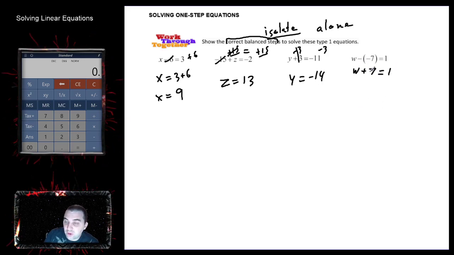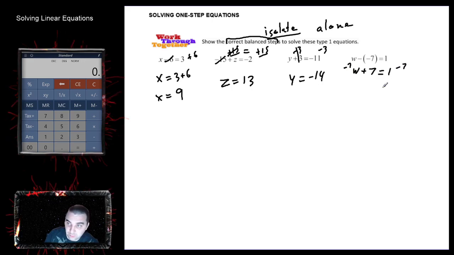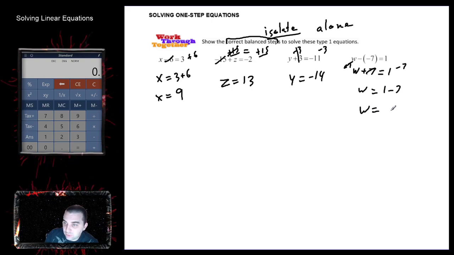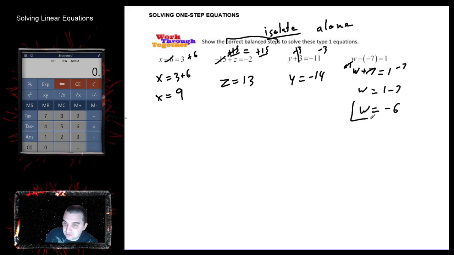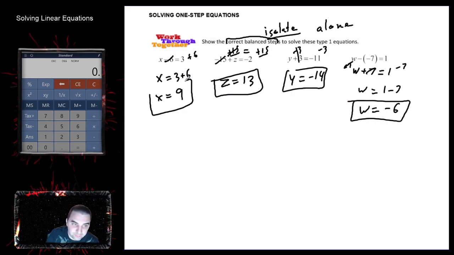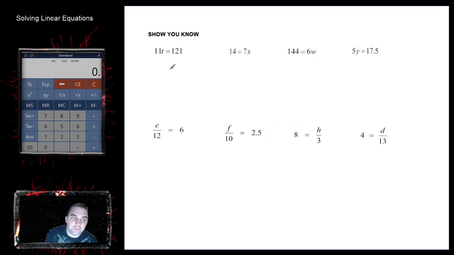Now we can figure out what the opposite is. The opposite operation of adding by 7 is subtracting by 7 to both sides. So those are gone. W is equal to 1 minus 7, so w is equal to minus 6. And these are all the answers on this page. Not too bad. Moving forward.